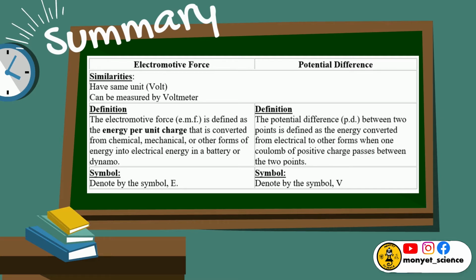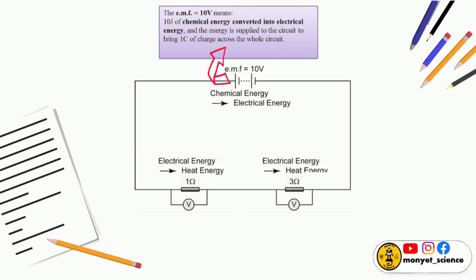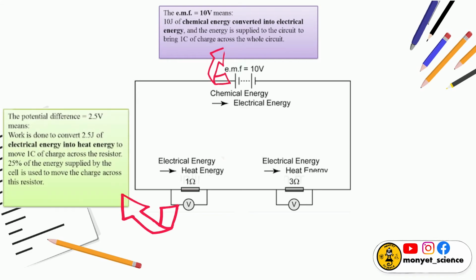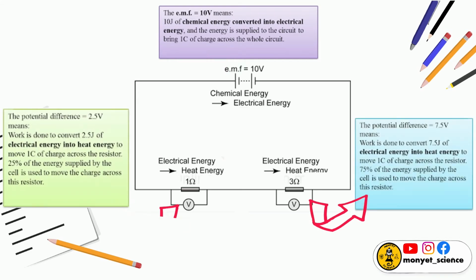Electromotive force is defined as the energy per unit charge and is denoted by the symbol E. Potential difference is the energy converted when 1 coulomb of positive charge passes between 2 points and is denoted by the symbol V. Let's look at the following circuit as an example. EMF equals 10 volts means that 10 joules of chemical energy is converted into electrical energy, and the energy supplied to the circuit to bring 1 coulomb of charge across the whole circuit.